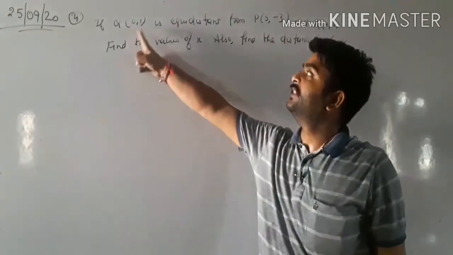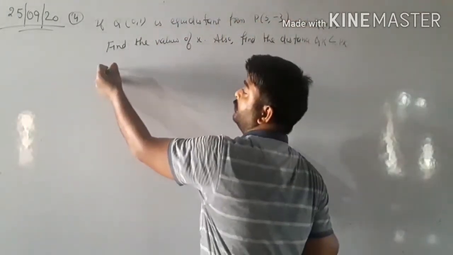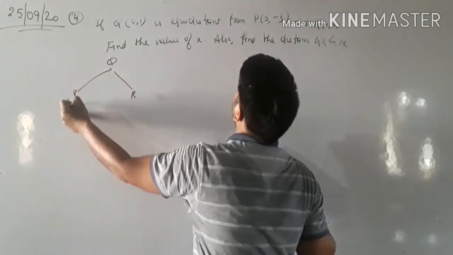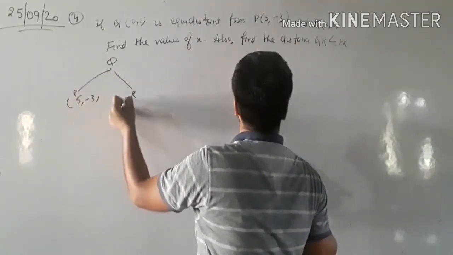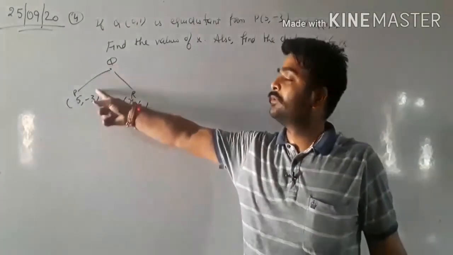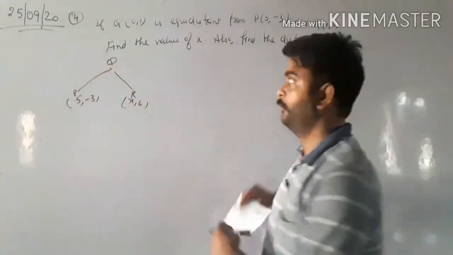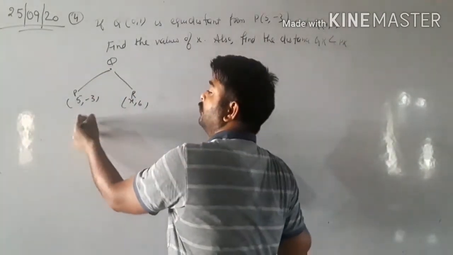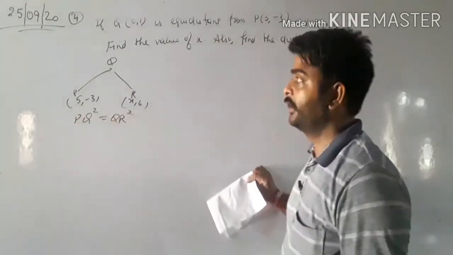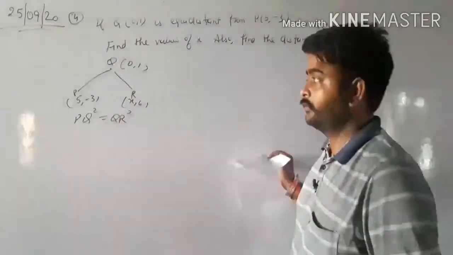What is the question? I am repeating. If Q is equidistant from these 2 points, it means if we draw a diagram, this is Q, this is P and this is R. So the coordinate for this is (5, -3) and for this is (x, 6). Q is at equal distance from both. So it is written as PQ equals QR. What's the coordinate of Q? That is (0, 1). So we'll solve it.